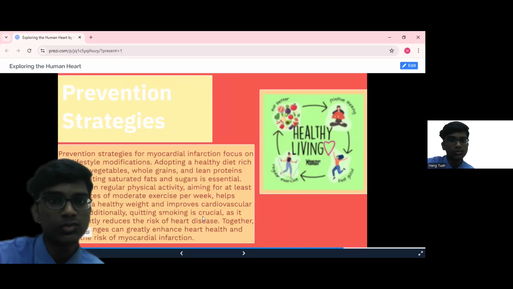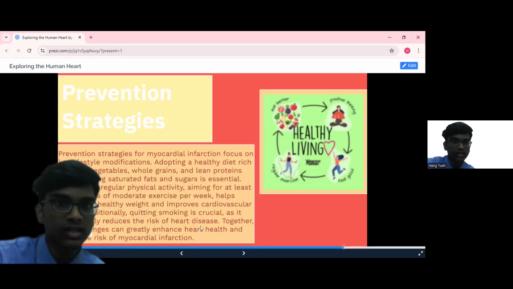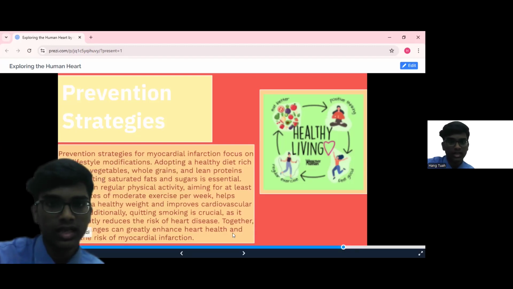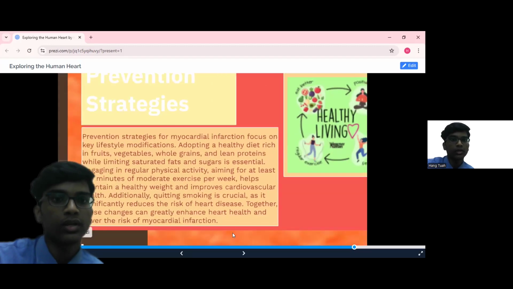Additionally, quitting smoking is crucial as it significantly reduces the risk of heart disease. Together, the changes can greatly enhance the heart health and lower the risk of myocardial infarction.